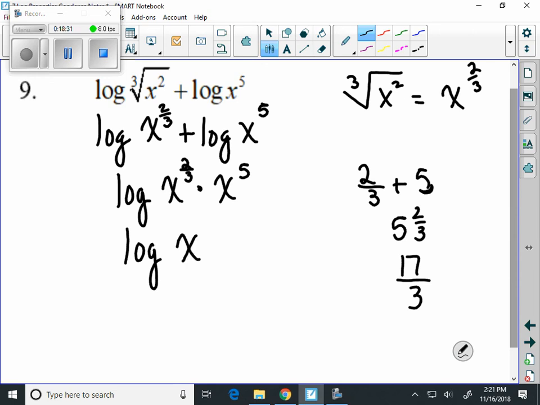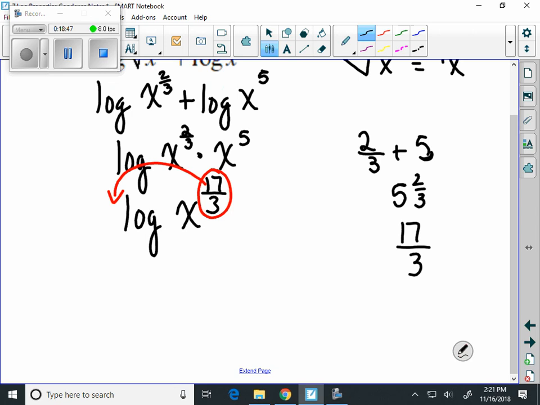So we've got x to the 17/3. And once we've done that, again, we want to write all powers as factors. So to finish, we're going to take this value and write it out here in front. We end up with 17/3 times log of x.